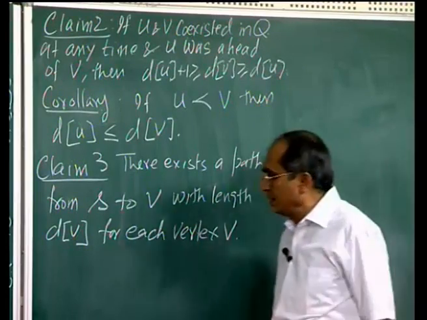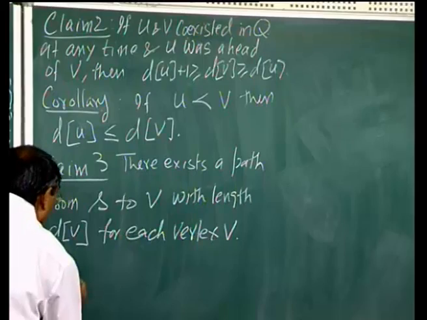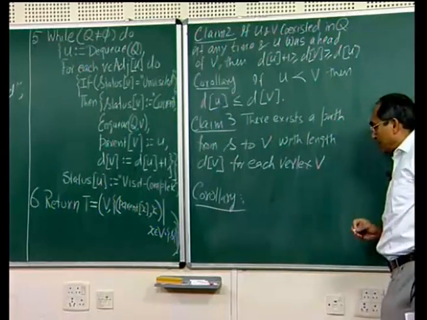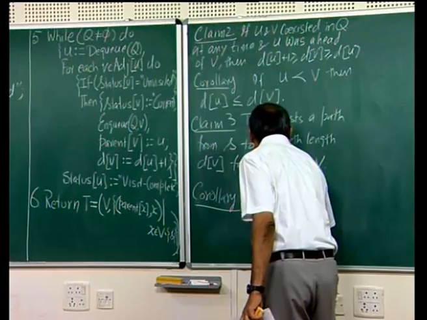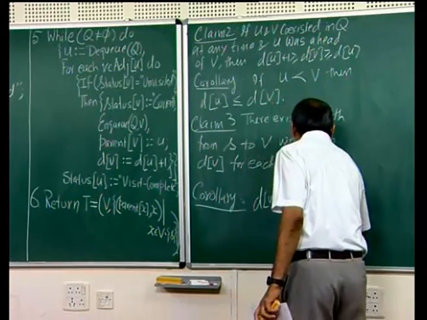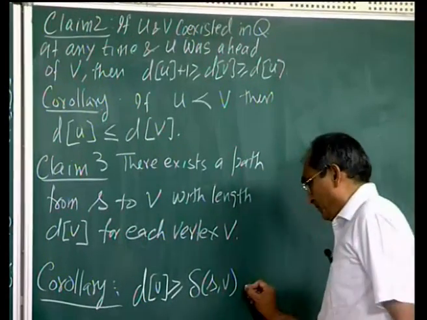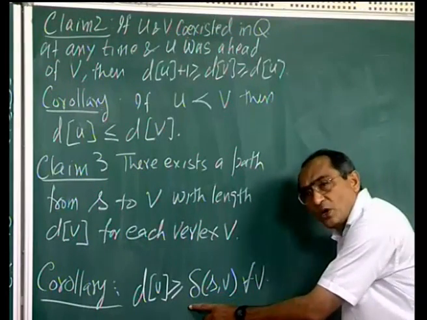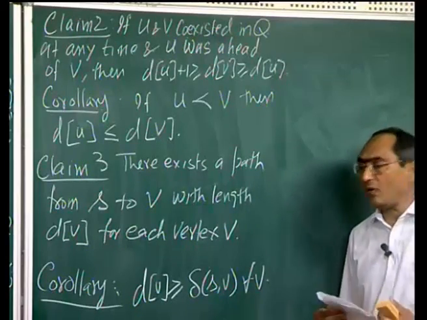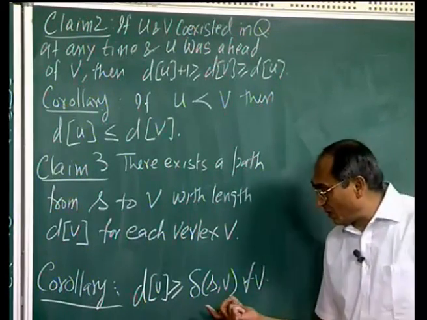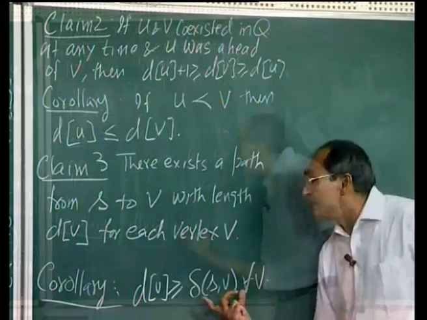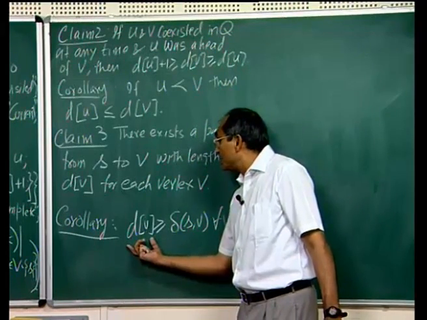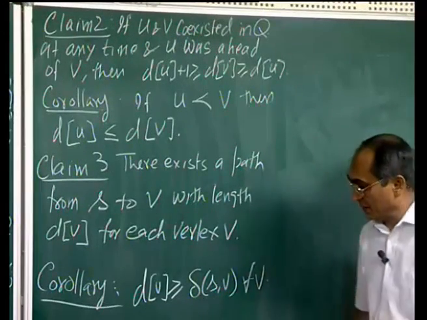This implies a corollary is that d of V has to be greater than or equal to delta S V for all V. Let me remind you that delta S V stands for the length of the shortest path from S to V. Among all paths from S to V, those paths which have got the minimum length, their length is this, and this is the length of some path from S to V. So, this has to be less than or equal to this.